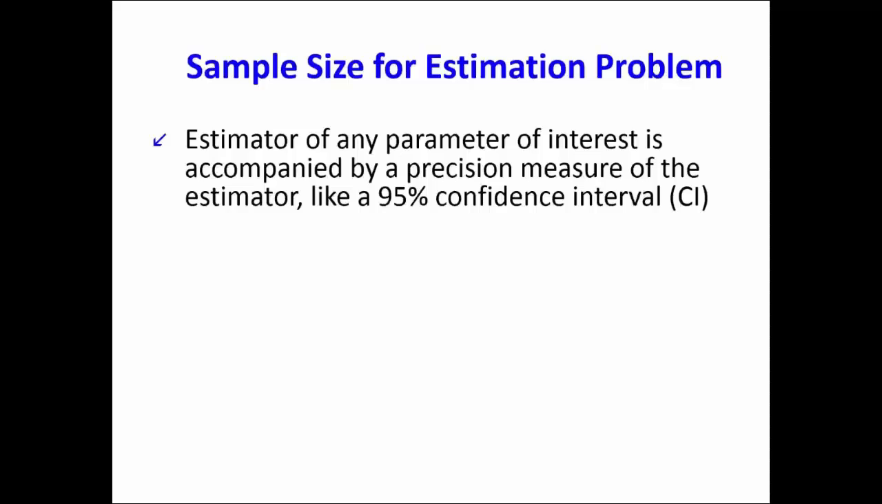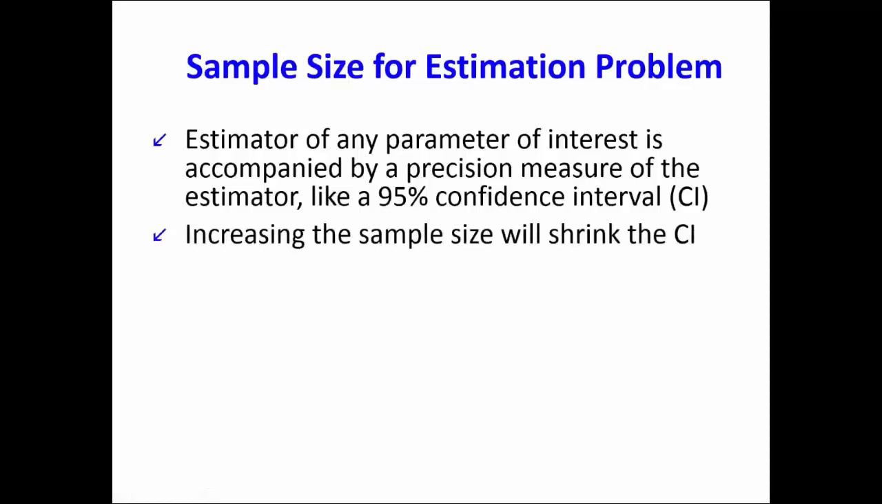Precision of an estimator is normally measured by, say, a 95% confidence interval. So basically, if we increase the sample size, we'll be able to shrink the confidence interval. Remember, the confidence interval means that we don't know the true parameter. We estimate the value of it. The estimator is probably the most likely value, but we're not sure. We're 95% sure this interval will cover the true value of the parameter.